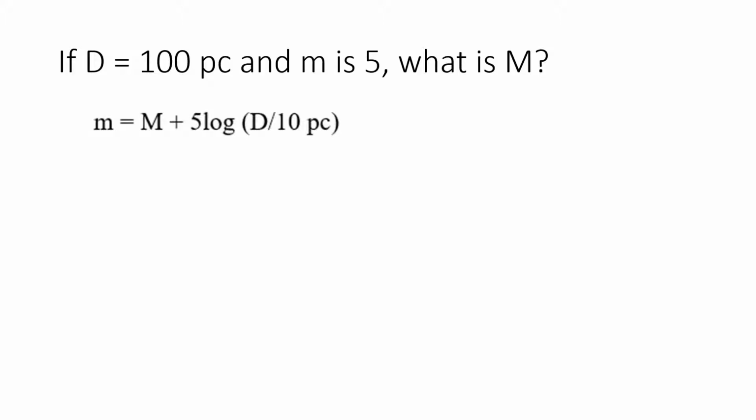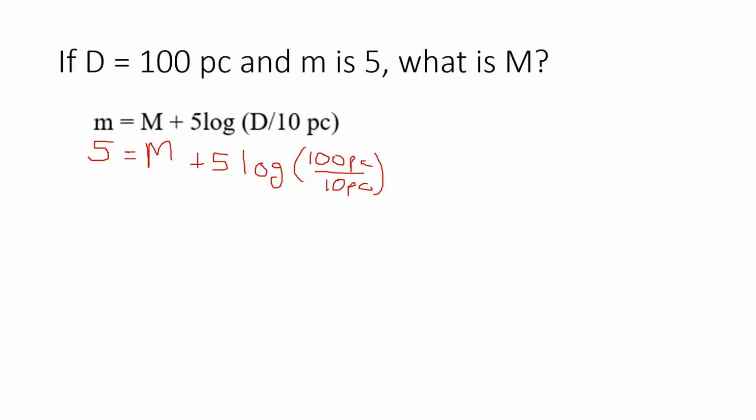If the distance is 100 parsecs and the apparent magnitude is 5, what is the absolute magnitude? Let's put in what we know. We know that the left-hand side is going to be 5. We don't know what the absolute magnitude is. We know that we have the number 5 multiplied by the log of 100 parsecs divided by 10 parsecs.